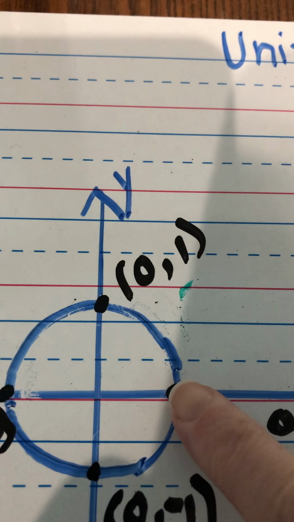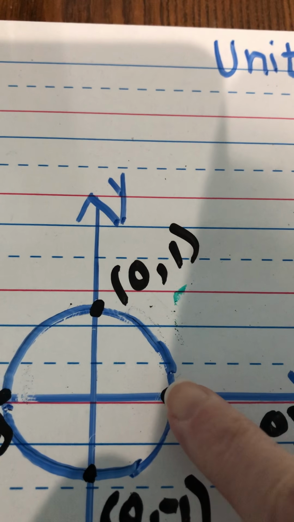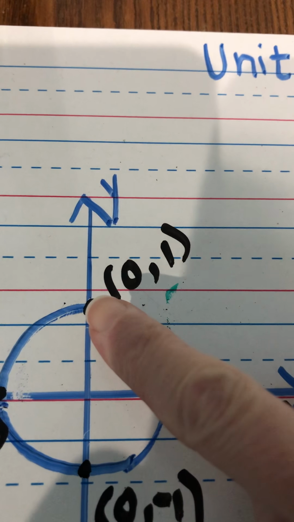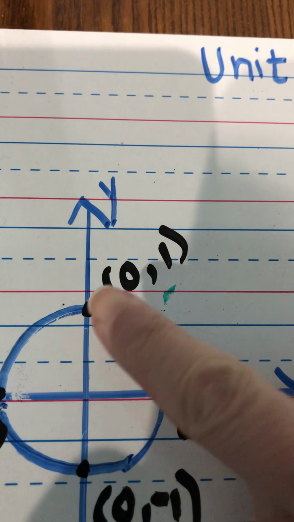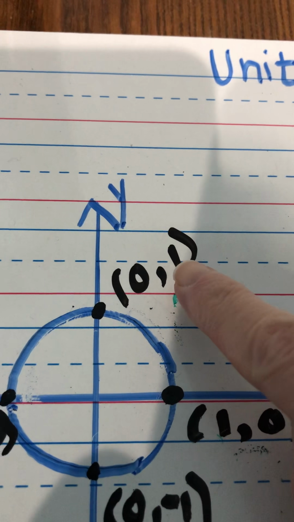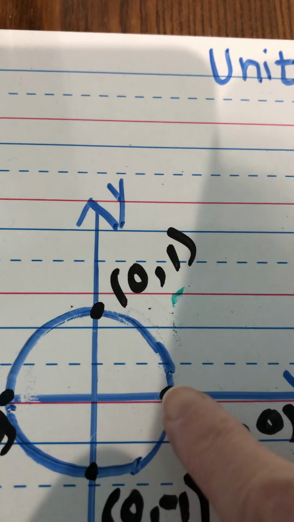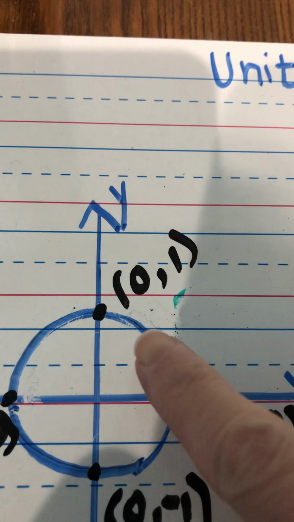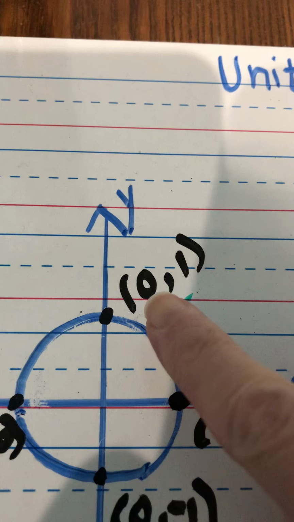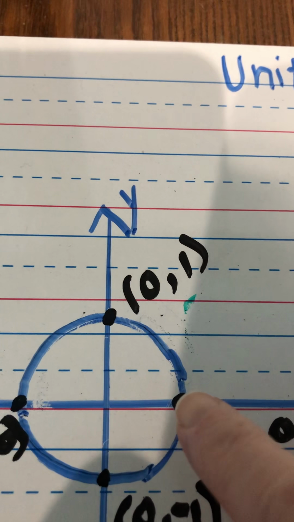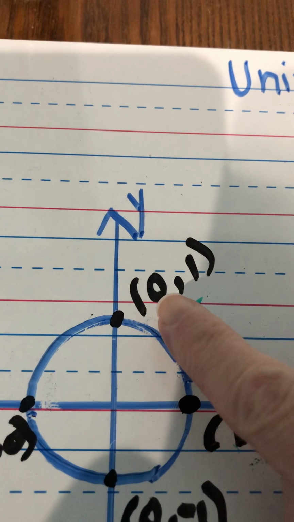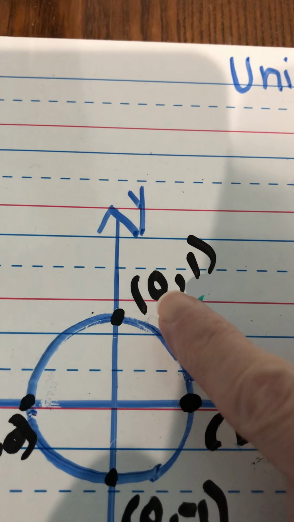So if someone said to you, find the sine of a 90-degree turn, a 90-degree turn would take you to here because it's a right angle, and the sine is the y coordinate, so it's 1. So the sine of 90 degrees is 1. If you were asked for the cosine of 90 degrees, turn counterclockwise 90 degrees, the cosine is the x coordinate, so it's 0. If someone asked you for the tangent of the 90-degree turn, it would be y divided by x, and that would be undefined.